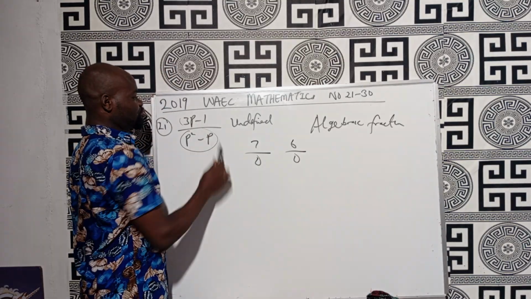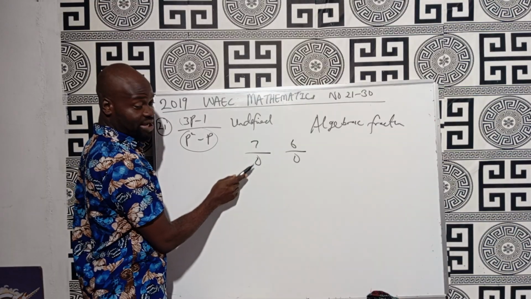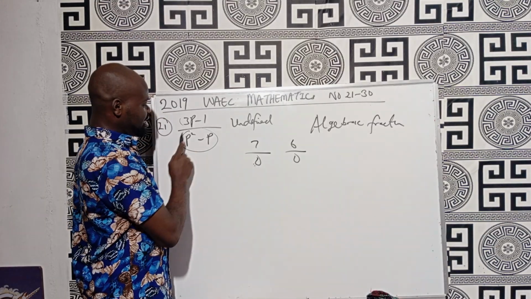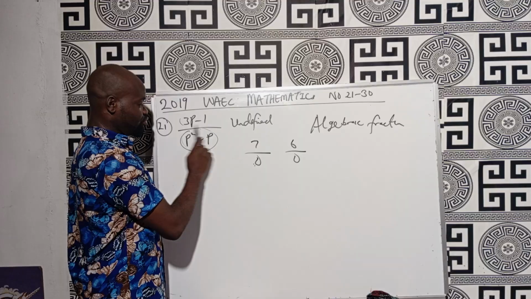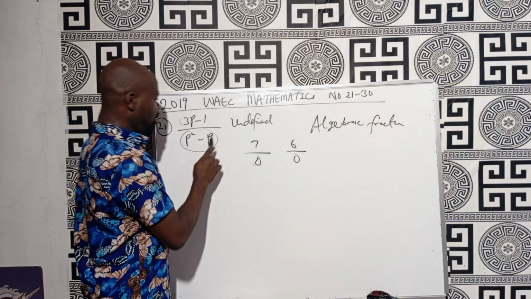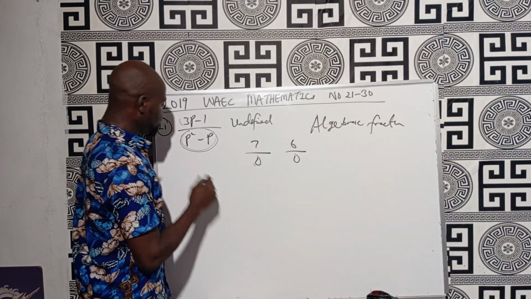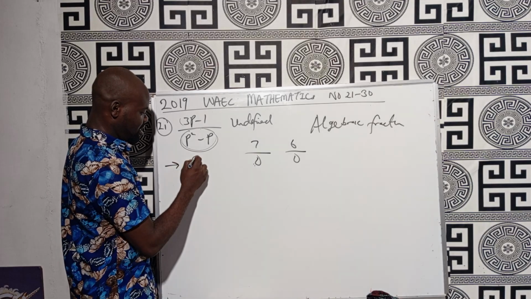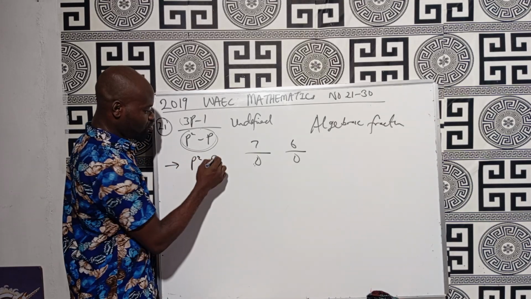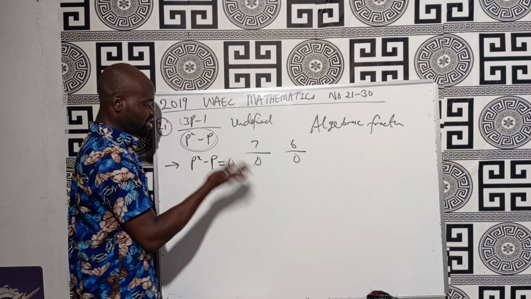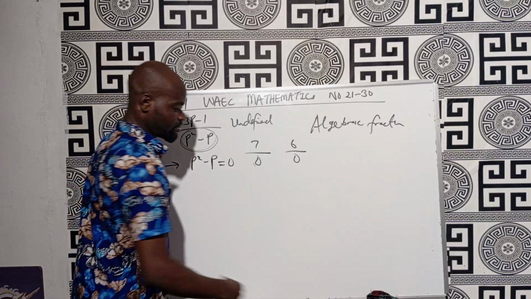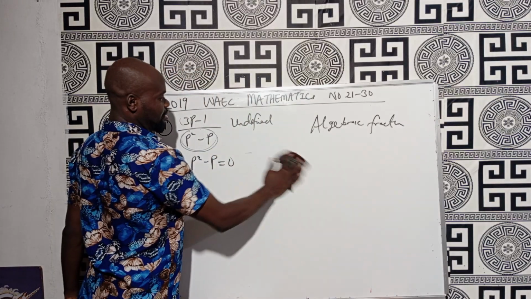So for this fraction to be undefined, that means what we have down here at the denominator must be 0 for it to be undefined. So just make what we have here to be 0. It implies that what you have here at the denominator will be equal to 0. So just solve this and get your p. That's all. Understood? So let's solve it and get our answer.